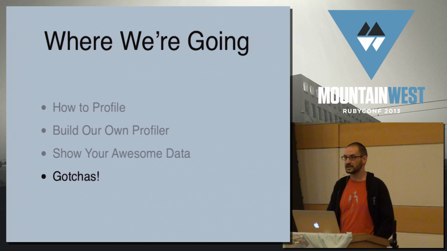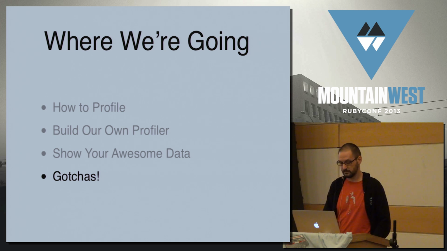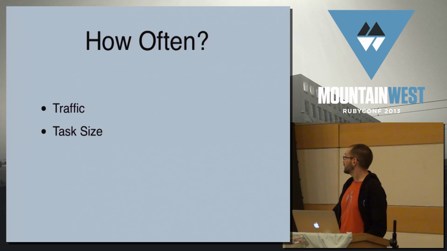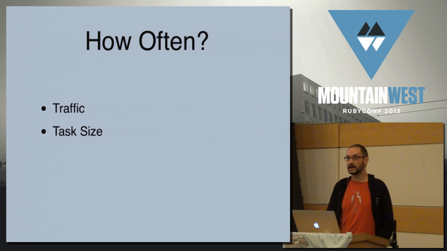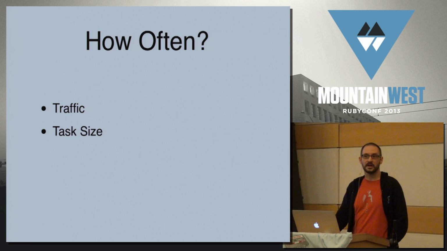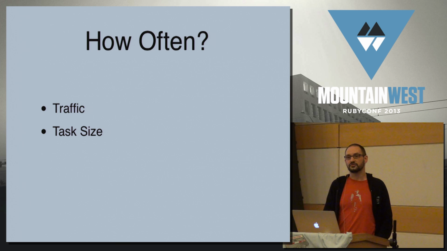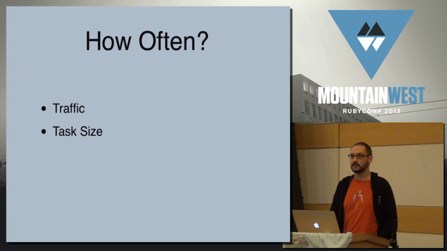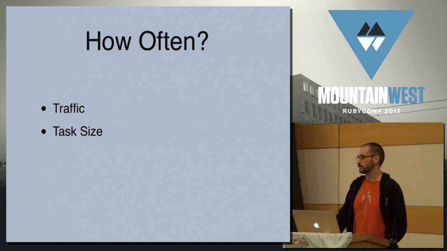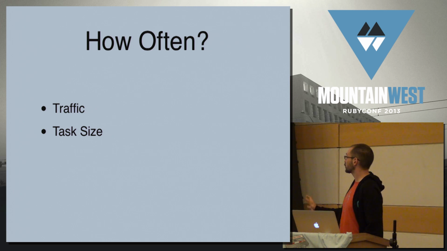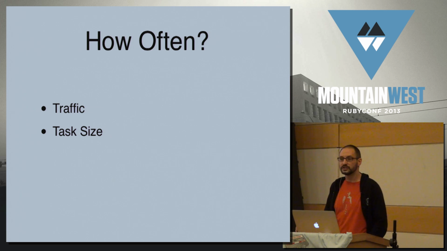So what are the gotchas with this approach? One of the big gotchas is that this is statistical. This is something where we are sampling over a period of time, and how frequently we do that, what sort of traffic it's under, and the size of the tasks that you're trying to catch matters. If you had some sort of application where most of the work that you were interested in trying to capture only took a millisecond, you're going to have a hard time capturing that in your sampling loop.